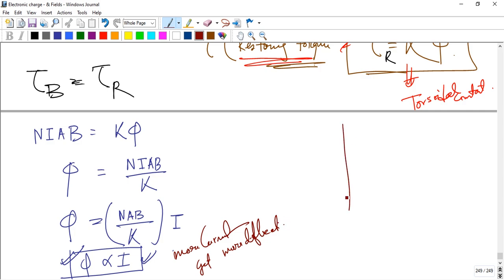Suppose this axis is I and this is phi. So it is a straight line. More current gives more deflection. Okay, that's the concept of the galvanometer.